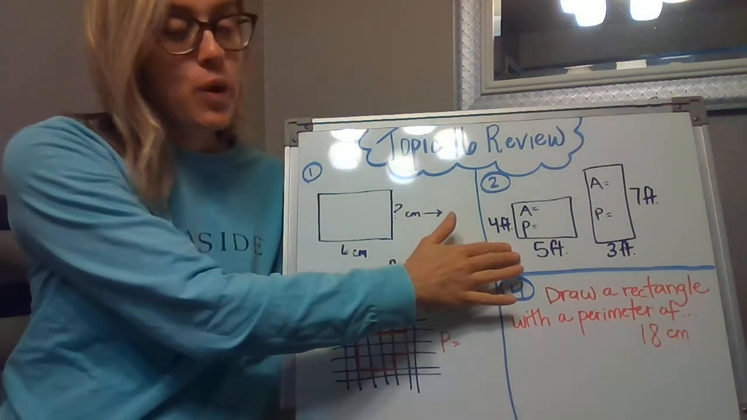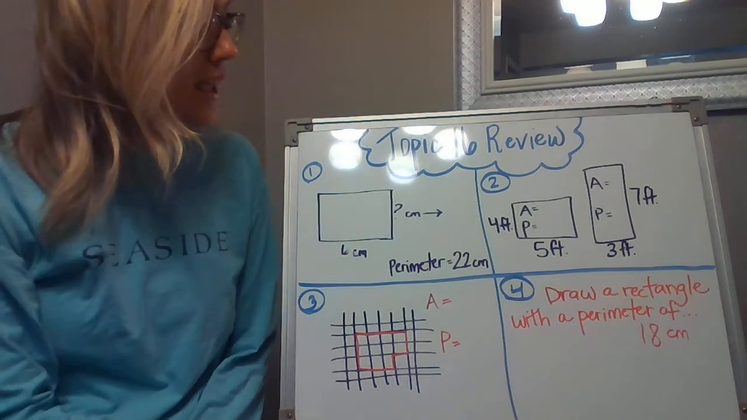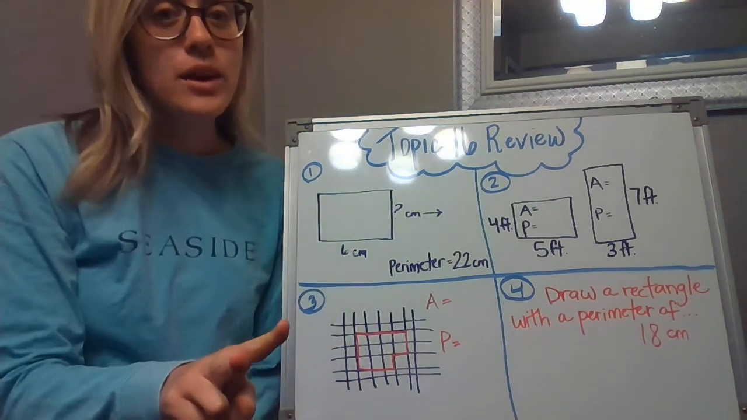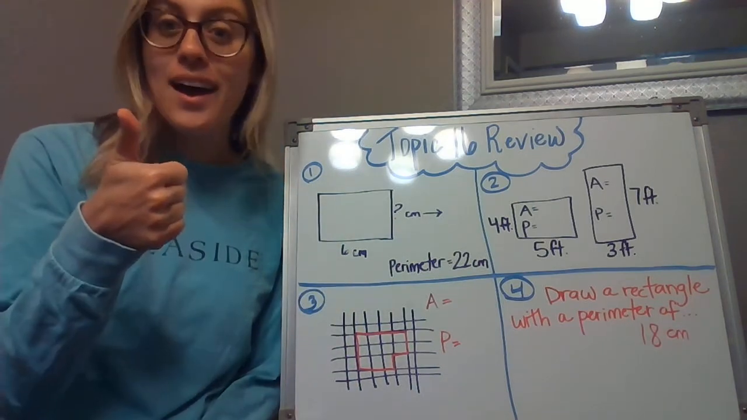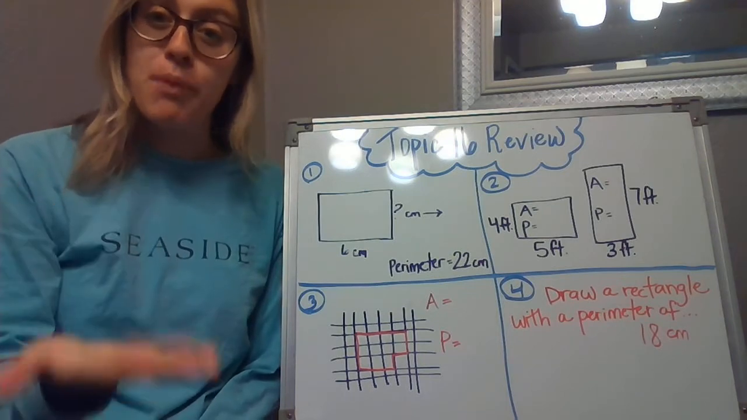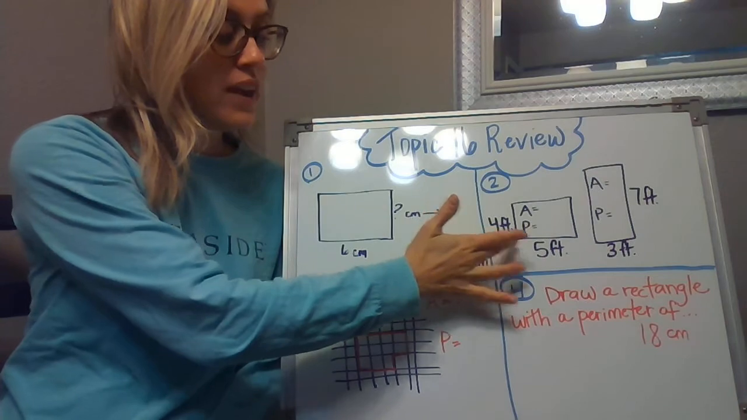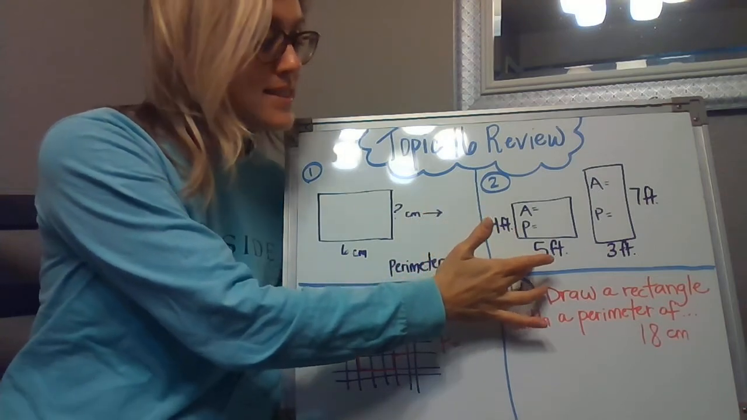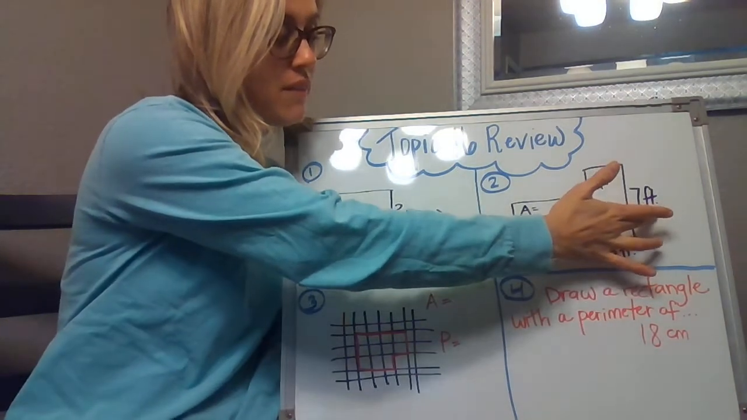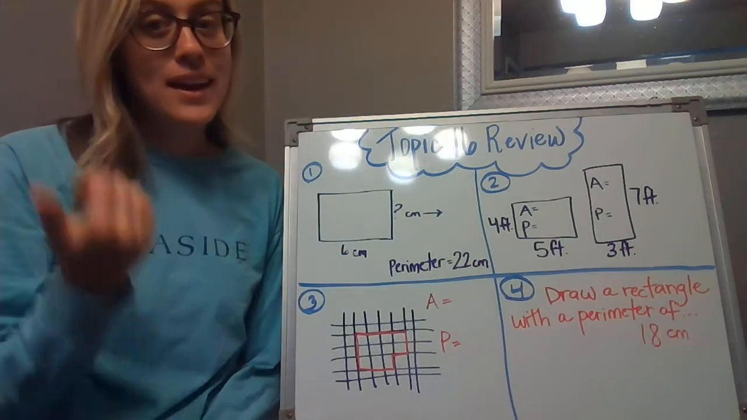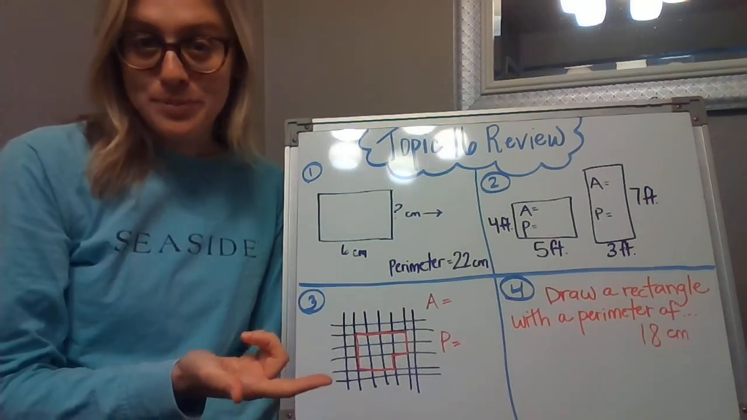All right, moving on to question 2. It has 2 rectangles and we need to find the area and the perimeter of both. The first one has side lengths of 4 feet and 5 feet, and the second one is 3 feet and 7 feet. Now remember how to find area and perimeter.